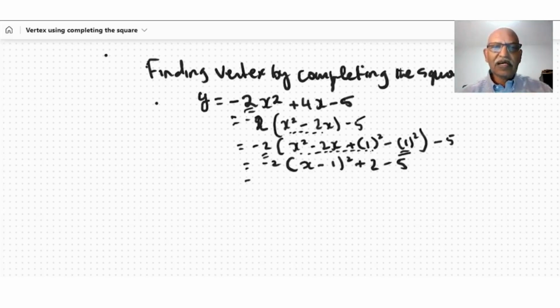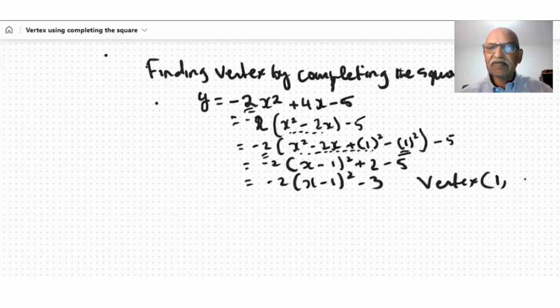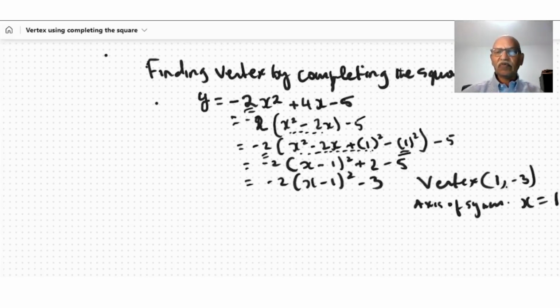Okay, so now we have minus 2 times (x minus 1) squared, minus 3. So my vertex will be whatever makes the first bracket 0, which is 1, and negative 3. This means if this is the vertex, the equation of the axis of symmetry will be x equal to always the first coordinate, which is 1.